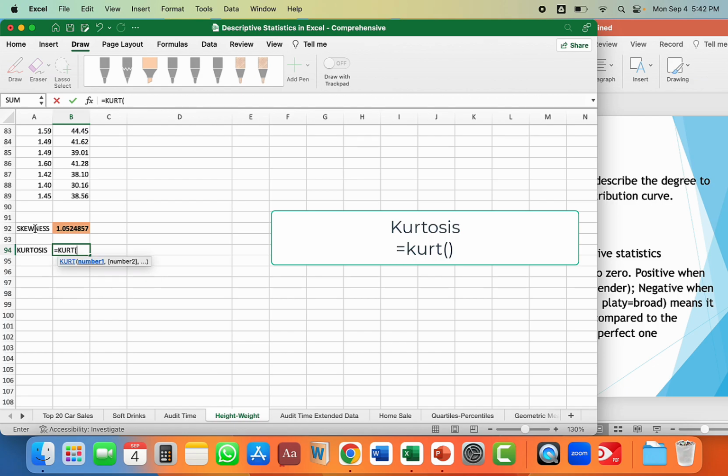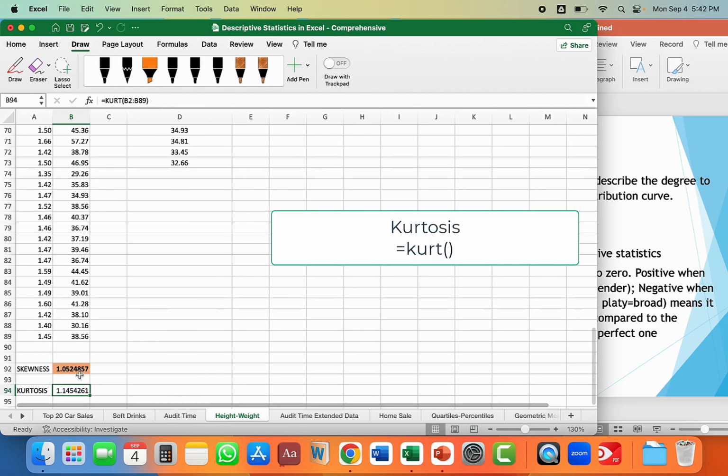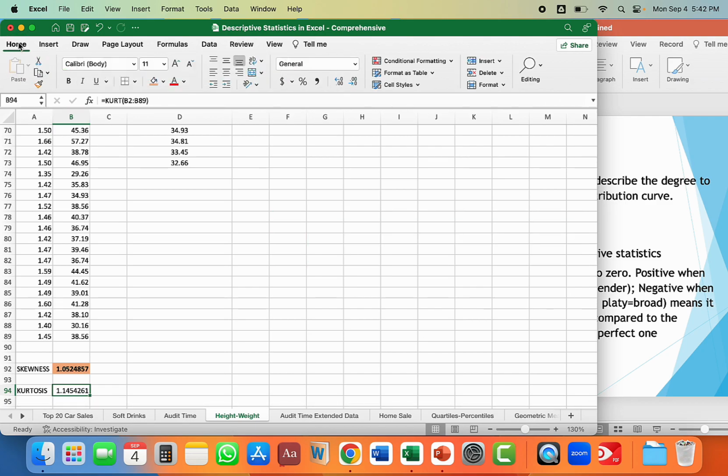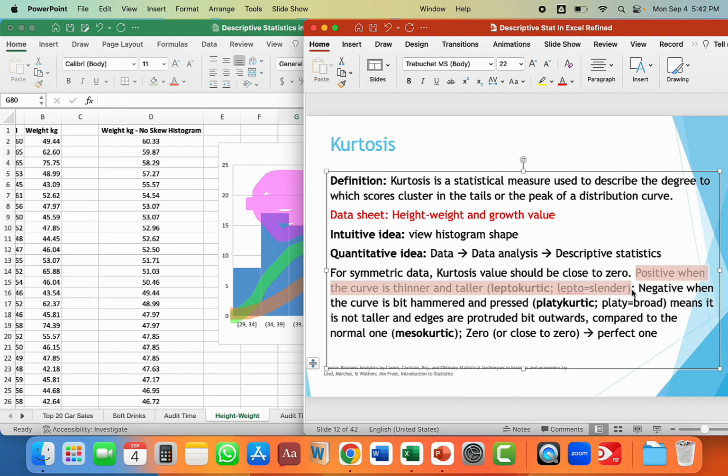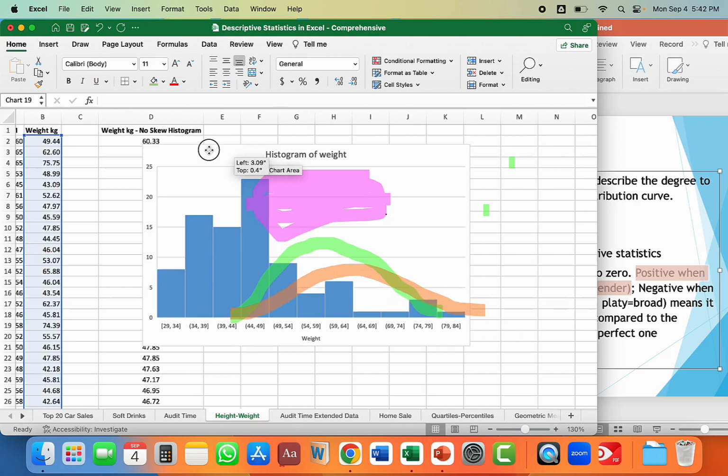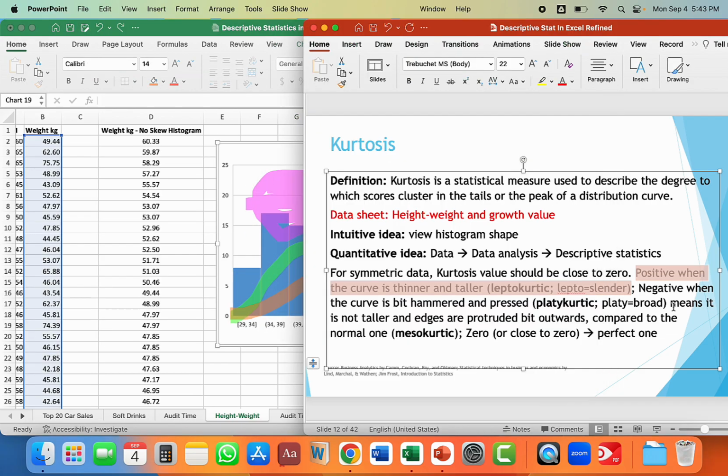I will write here kurt and I will select this whole data. Now that kurtosis is very close to 1.14. Now normally we would say that this kurtosis should be close to 0. If it's close to 0, then it means it's a perfect one. If it's positive, as we can see here, it's 1.14, then it means it's leptokurtic. And it's also clear from the histogram as well. And if it is negative, it's platykurtic.